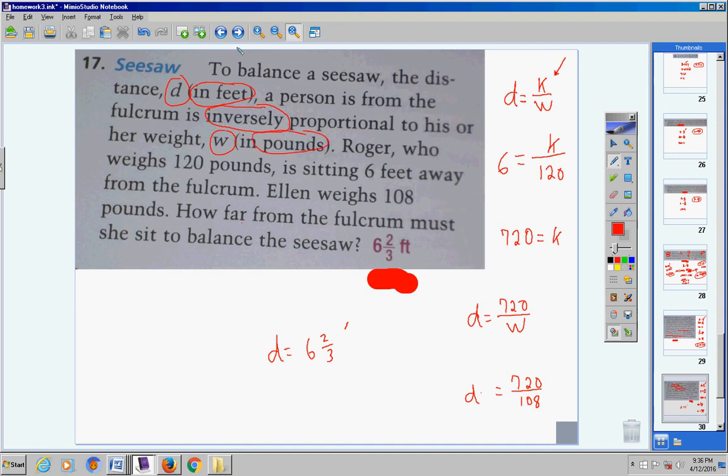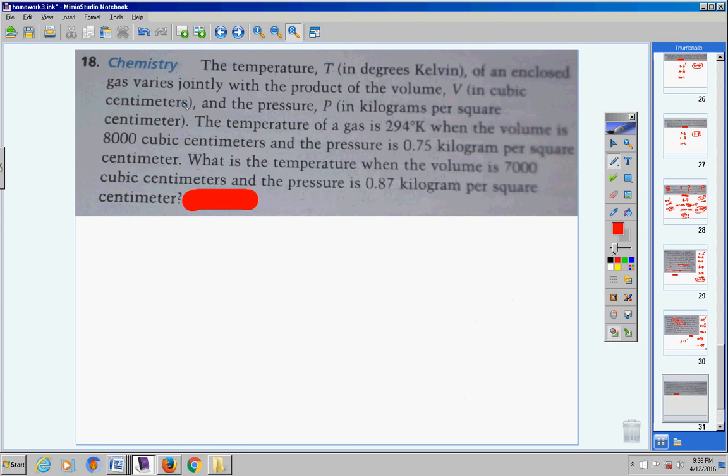Alright, number 18. The temperature T of an enclosed gas varies jointly with the product of the volume V and the pressure P. Let's stop and write that down. Temperature varies jointly with V and P. There we go. Not bad, pretty simple. T varies jointly with V and P.